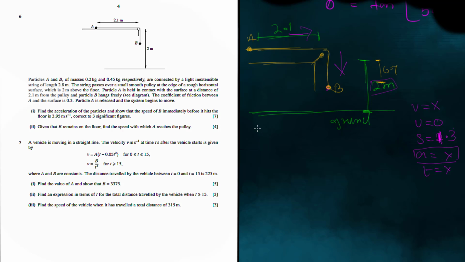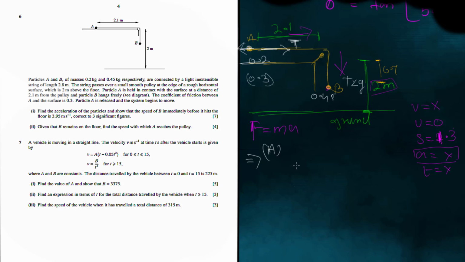You can find acceleration by using our F equals ma formula. Force is equal to mass into acceleration. Now we know that particle A has a mass of 0.2 and particle B has a mass of 0.45. We know that particle A is being pulled towards the pulley. We can say that the tension on particle A is greater than the resistance, the friction of particle A with the ground. The coefficient of friction is given in the question to be 0.3. So because it is moving towards B, the tension will be greater than our frictional force. For B, because it is moving downwards, the tension will be smaller than the gravitational force of the object.